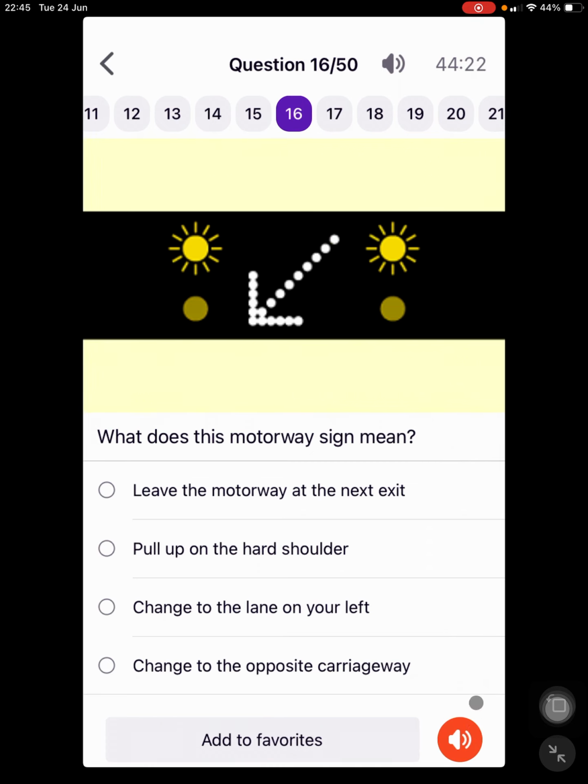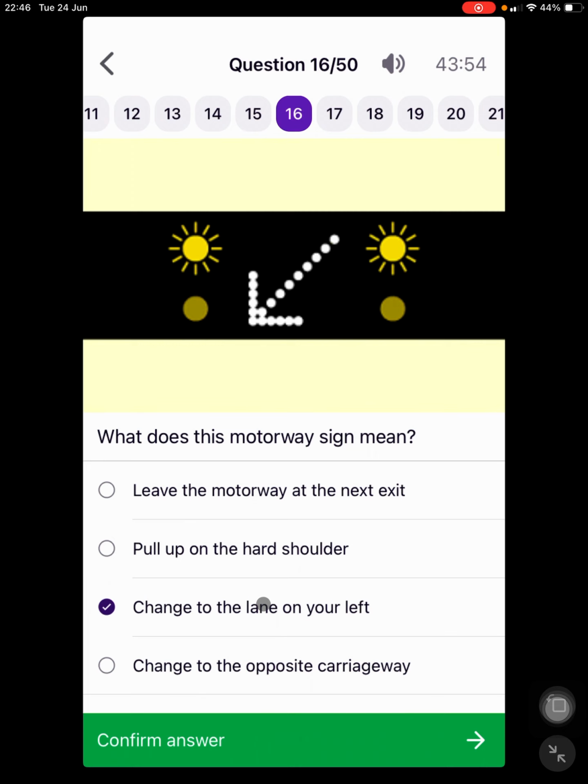What does this motorway sign mean? Leave the motorway at the next exit. Pull up on the hard shoulder. Change to the lane on your left. Change to the opposite carriageway. What does this motorway sign mean? Okay, guys, if you don't understand any question or if you're confused in any sign, please do ask, okay? So this one means change to the lane on your left.